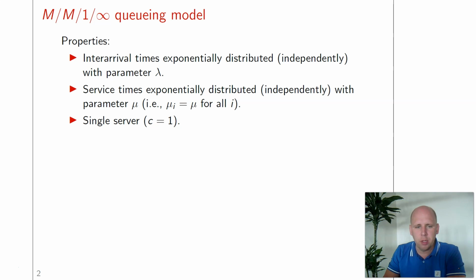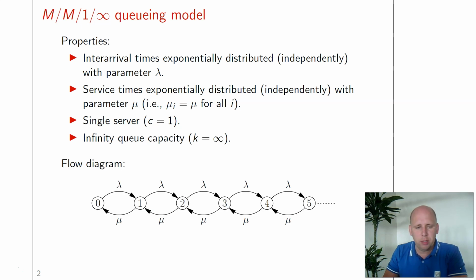the system. So if you have only one server and if there are multiple customers in the system, then still only one customer can be served at a time. So that's why the service rates are constant. We have infinite queue capacity, and here in the flow diagram you also see that the service rate is the same for any number of customers in the system.